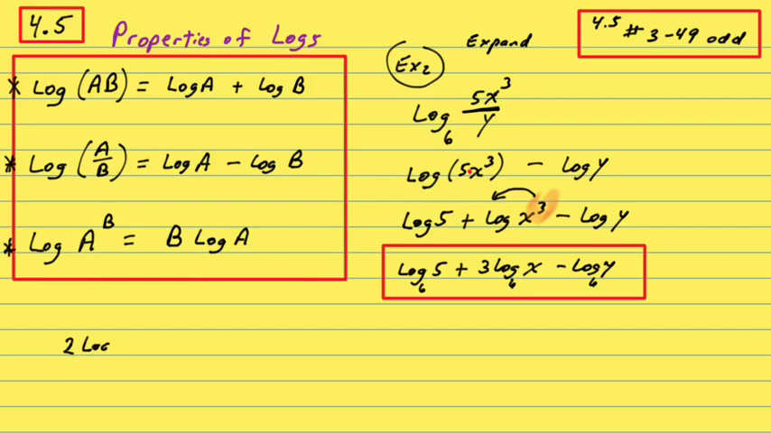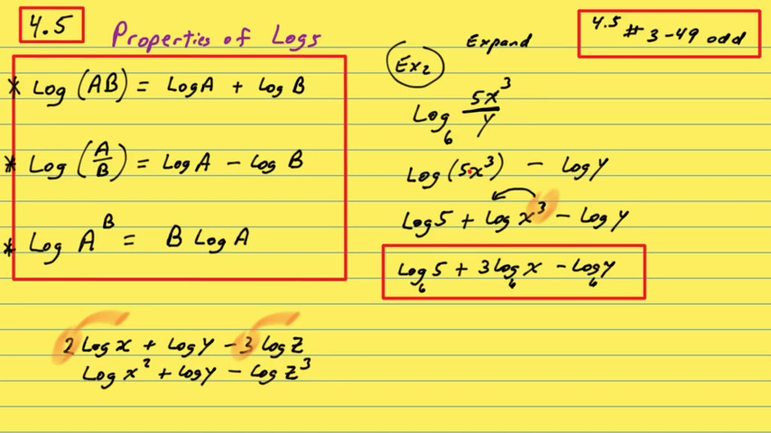Now I'm going to make up a condense here. 2 log x plus log y minus 3 log z. Let's see if we can condense this and go the other direction. First thing is I might take these numbers out front and put them up as exponents. So this could be log of x squared plus log of y minus log of z to the third.